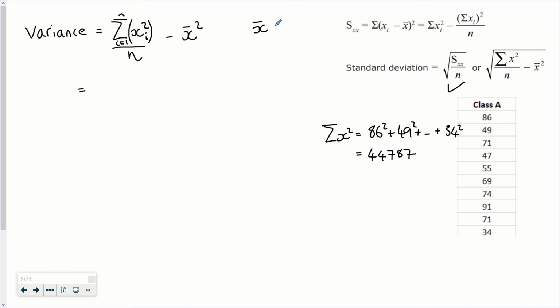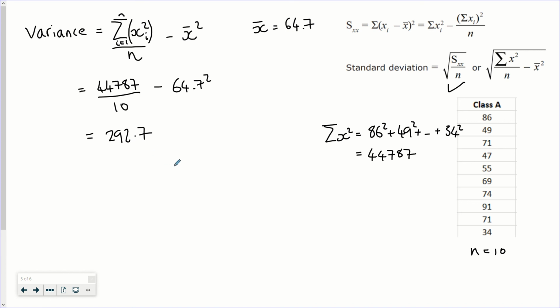Now recall from last video that we had worked out that x bar for this data was 64.7. So now we can substitute into our formula. We're going to have the sum of x squareds, which we've calculated as that, divided by n, the total number of data points, which is 10 in our sample, and then subtract x bar squared, which is 64.7 squared. And because these two formulas are equivalent to each other, you're going to get exactly the same answer for the variance, 292.7.